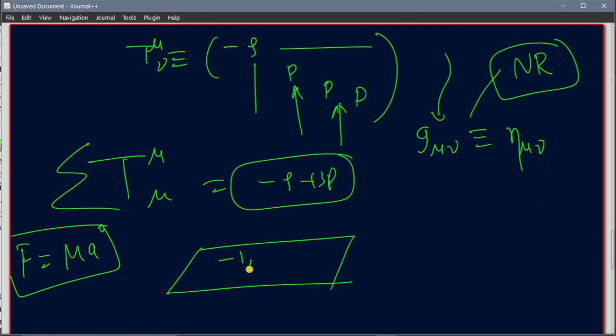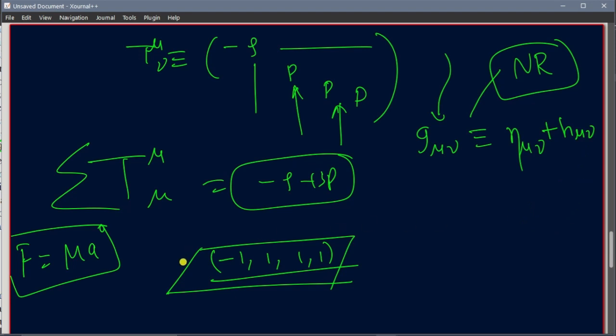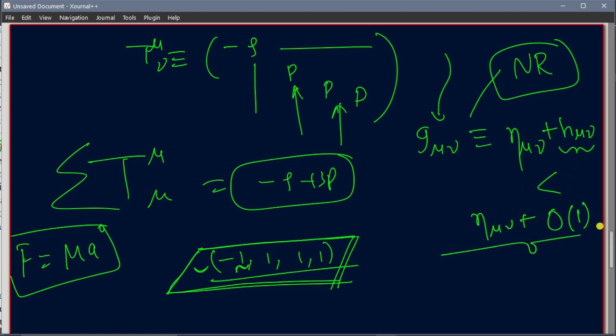The Minkowski metric has signature minus 1, 1, 1, 1. Therefore it is flat and has some kind of a little perturbation. This perturbation says that this is, let us say, a background metric which is flat, and there is some kind of curviness in here, and this curviness is very small, so the higher order terms can easily be neglected. So we will only consider terms up to first order. Now our calculation becomes much easier.